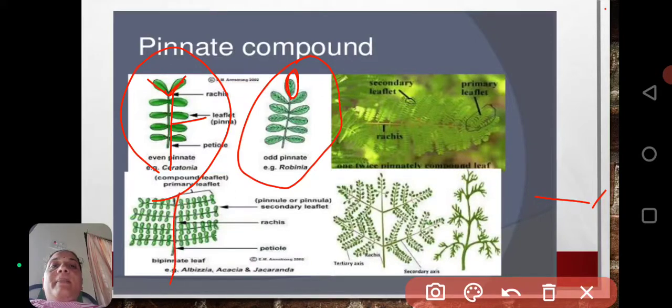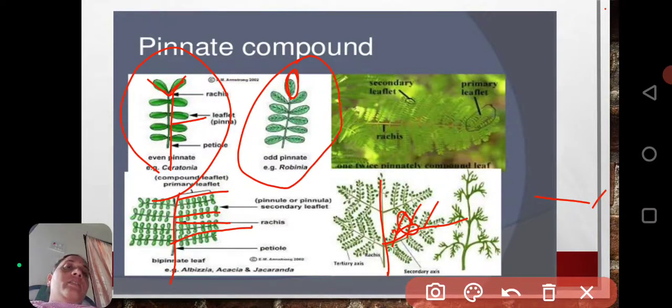Okay, here bipinnate leaves are there. In bipinnate leaves, this is a petiole, and this is a rachis, and on the rachis leaflets are present. Examples are Albizia and Acacia, okay, and Jacaranda. Here tripinnate leaves are there. This is a petiole, or primary rachis, and this is the secondary rachis, and this is the tertiary rachis, that is the third rachis. On the third rachis, leaflets are present. So this is called a tripinnate compound leaf.